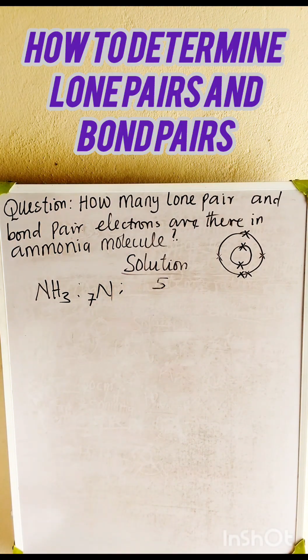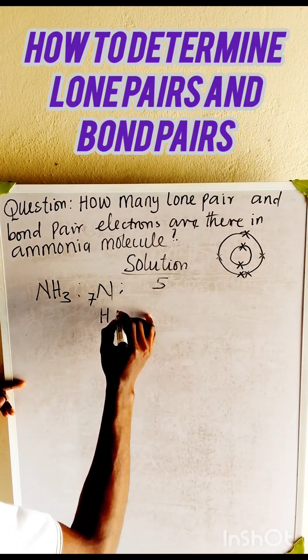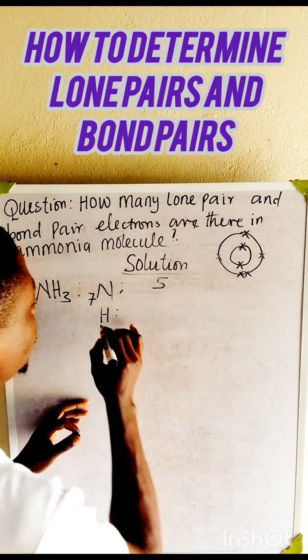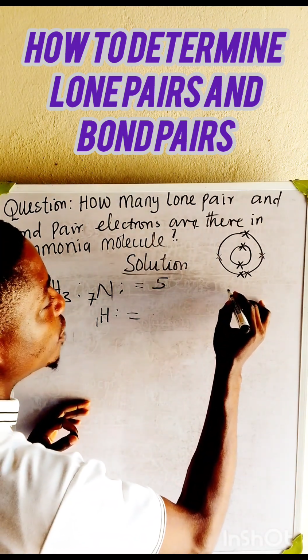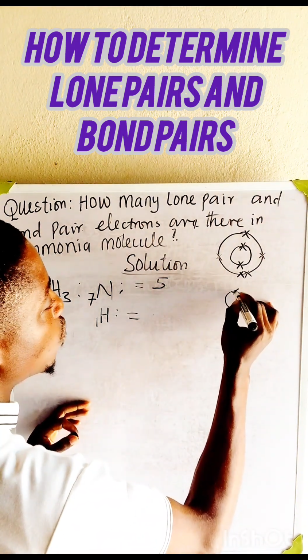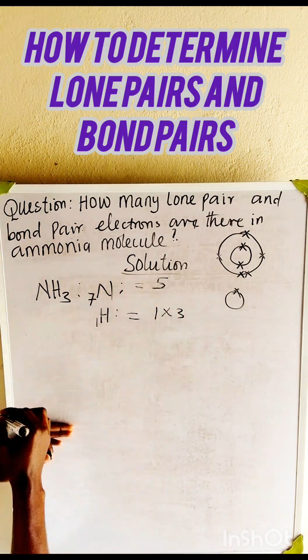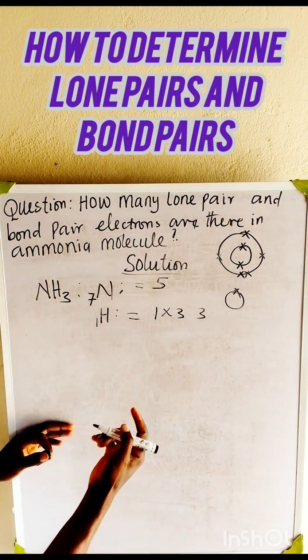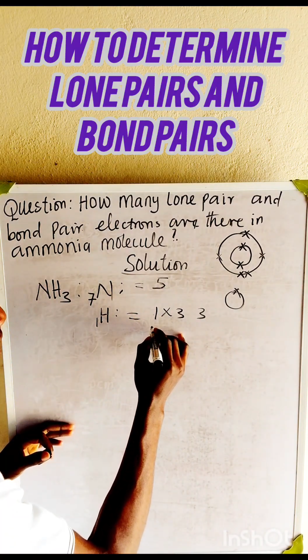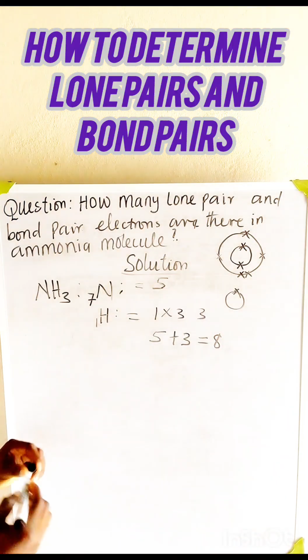Now, the next element we have here is hydrogen. The atomic number of hydrogen is 1, and the valence electron for hydrogen is 1. But since we have 3 atoms of hydrogen, we'll multiply it by 3. So 1 times 3 will be 3. Let's add the total number of valence electrons. The total now becomes 5 plus 3, which is equal to 8.